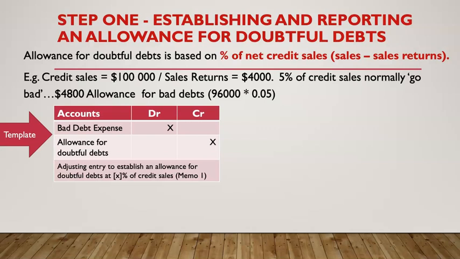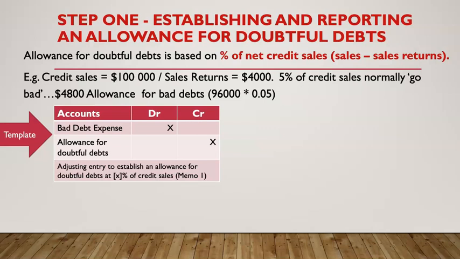My template is I'm going to do a debit and credit, and my debit is going to be bad debt expense, and my credit is going to be allowance for doubtful debts. I have a narration here, which you can memorize, because this will be our template. I'm doing an adjusting entry to establish an allowance for doubtful debts at X% of credit sales.